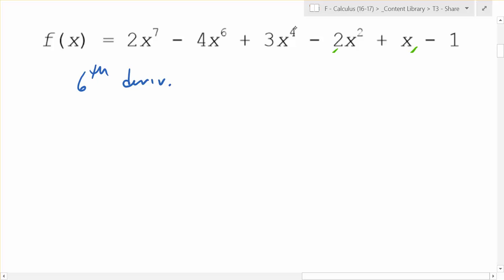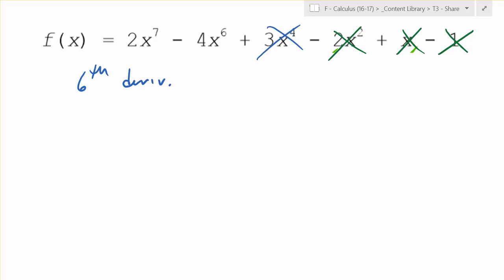You know that that's going to go away, that's going to go away, that's going to go away, and that's going to go away, right? So the only ones you have to worry about are the first two. Every time you take a derivative of something that's a power function, what happens to the power? The power drops to the front, and it reduces by 1, right?